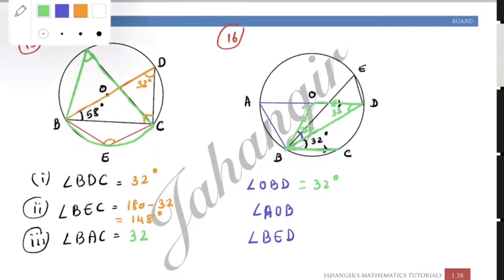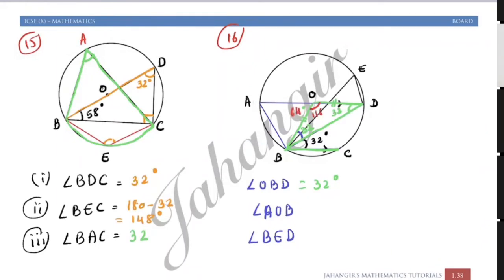So for AOB, you can find this part. 32 plus 32 is 64. So this will become again 64. Or second, you can take the exterior angle of a triangle, which is equal to the sum of its interior angles. So AOB is 64 degrees. Any doubt in angle AOB?